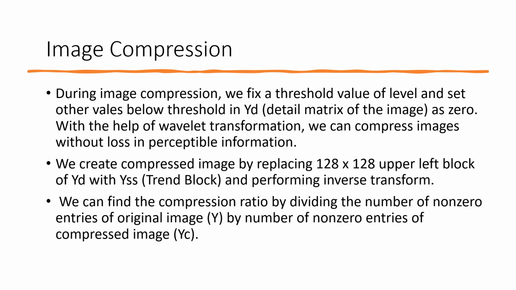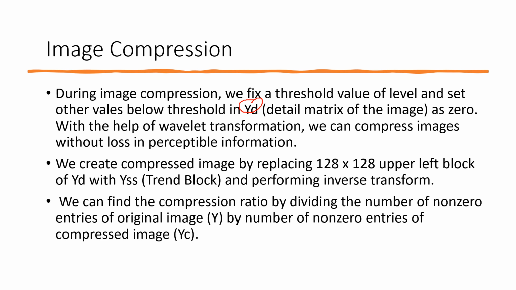So now we are going to discuss image compression. Image compression is one of the usages of wavelet transforms. During image compression, we are going to fix a threshold value. Here we are going to fix a threshold value of 30, and we will make all the entries which are less than 30 as 0. We will equate them to 0 in YD, where YD is the detail matrix, not the original matrix. Y is the original matrix which contains trend and details. YD is just the detail matrix. So in the detail matrix, we are going to have a threshold value and we'll equate elements which are less than that threshold value to 0.